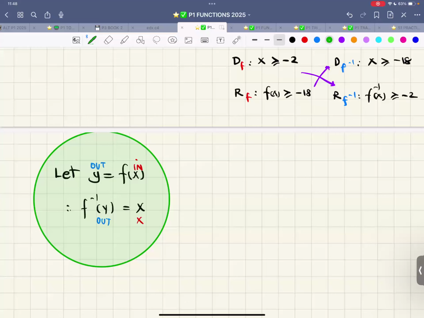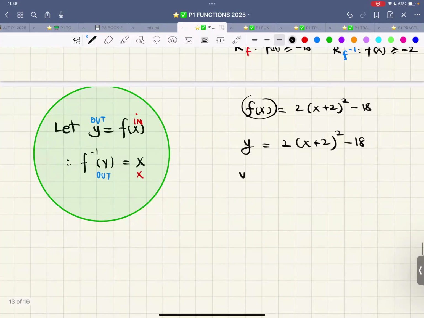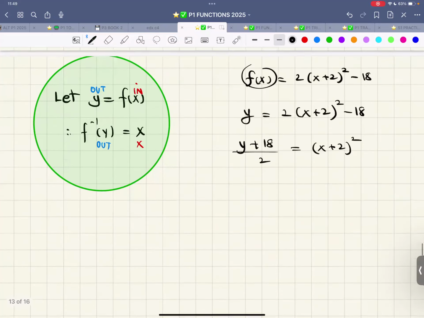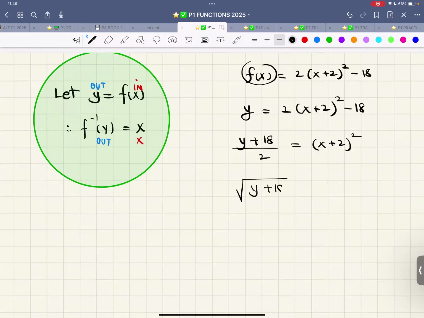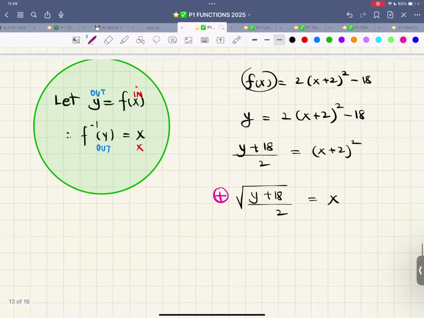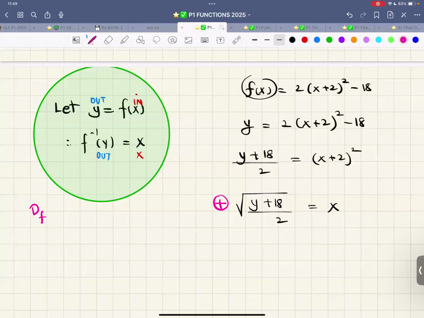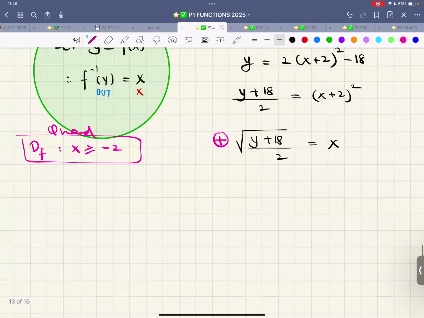So now what we will do is write f(x) equals 2 bracket x plus 2 whole square minus 18. f(x) is replaced with y. y equals 2 bracket x plus 2 whole square minus 18. y plus 18 divided by 2 is x plus 2 whole square. And square root of (y plus 18) divided by 2 is x plus 2, and I'll give it a positive sign. Why? Because the domain of the original function was x greater than or equal to negative 2. That is the original quadratic function. The domain was to the right. So we give it a positive sign.